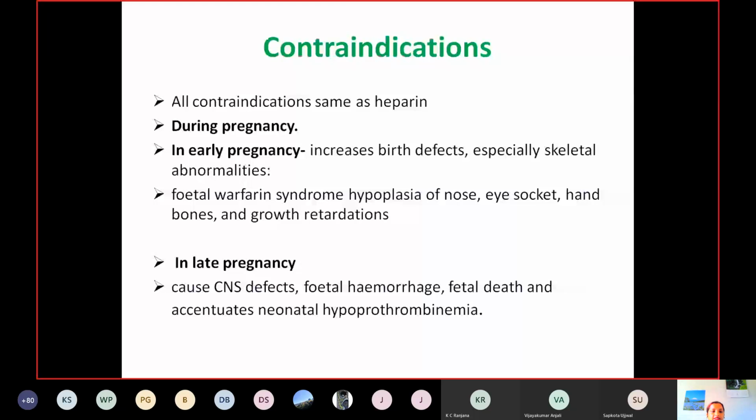So warfarin is totally contraindicated in pregnancy. This is the additive contraindication of warfarin. Other than that, all other contraindications are almost similar to those of heparin. So what are the contraindications of heparin? Do you remember? In which condition can we not give heparin? That contraindication applies to warfarin also.